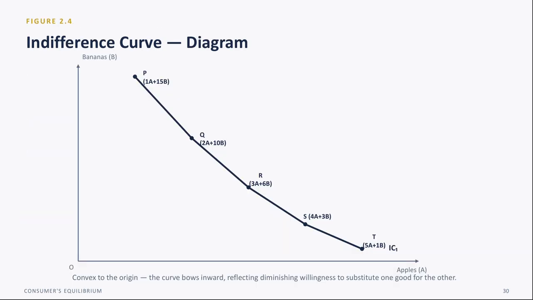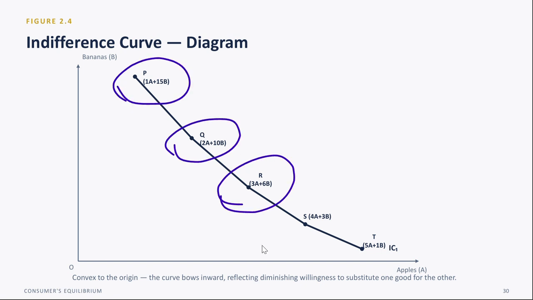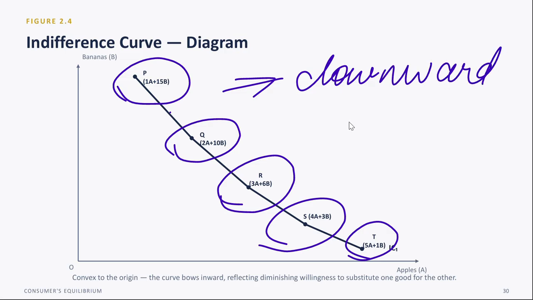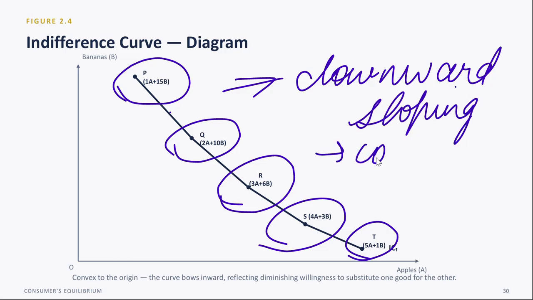We have plotted this schedule, the indifference schedule, on this curve right here. This is the indifference curve. You can see that it is a locus of points. That means that points P, Q, R, S and T will give the same satisfaction to the consumer. Now, can you also see that this curve is downward sloping? We are going to read about it. It is downward sloping. Also, it is convex shaped. Remember this.